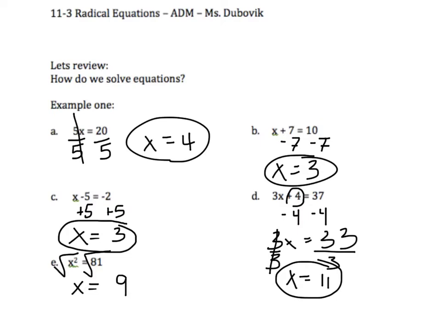But we're actually going to have 2 answers. We're going to have one that's positive and one that's negative. Because remember, if we take a positive number and square it, it's going to equal a positive answer. But if you take a negative number and also raise it to the second power, it's also going to be positive. So that's why we have 2 answers.